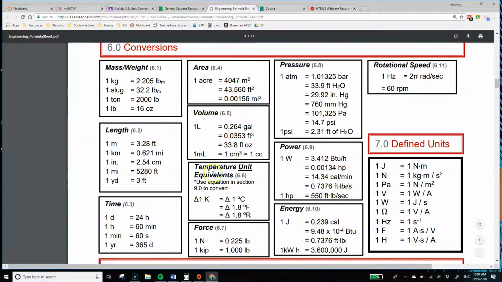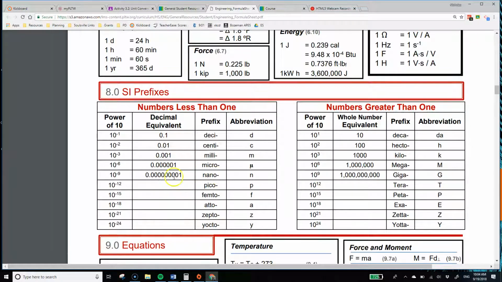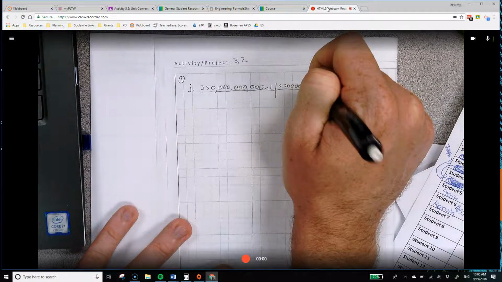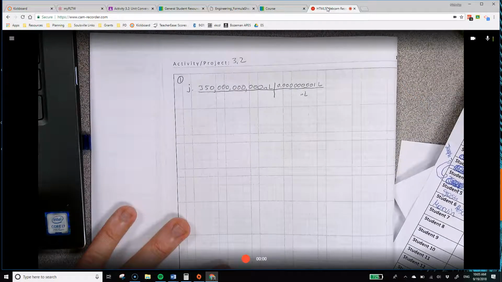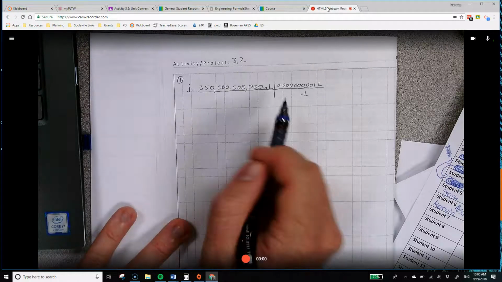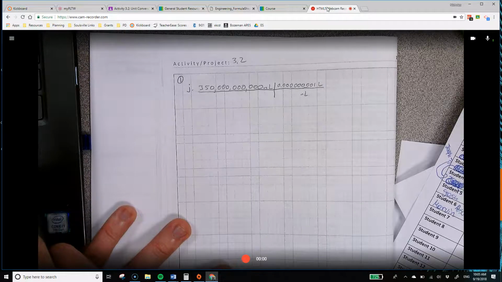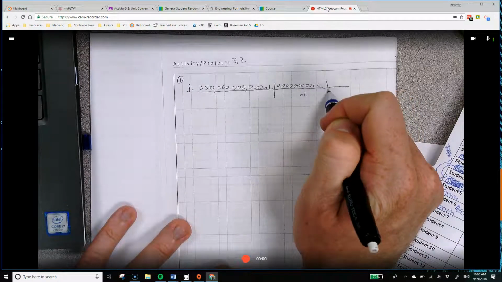Then I need to use my formula sheet. Find nanoliters. And because I wrote out all the zeros here, I'm going to write out all the zeros here. So it was nanoliters on the bottom and 0.000000001 liters. If I multiply that out, well, I'm actually not ready to multiply yet, because what did it ask me for my answer in?